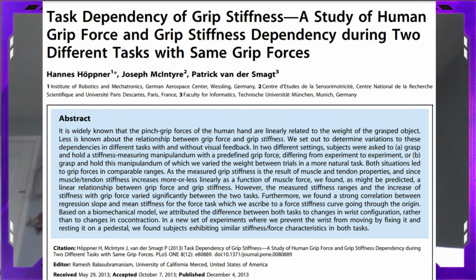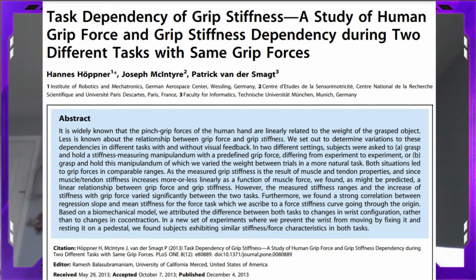It is widely known that the pinch grip forces of the human hand are linearly related to the weight of the grasped object. Less is known about the relationship between grip force and grip stiffness. We set out to determine variations to these dependencies in different tasks with and without visual feedback. So already we're getting a little bit of the introduction, right? We get a little bit of background, and we are given the problem statement, right? What they're trying to do.